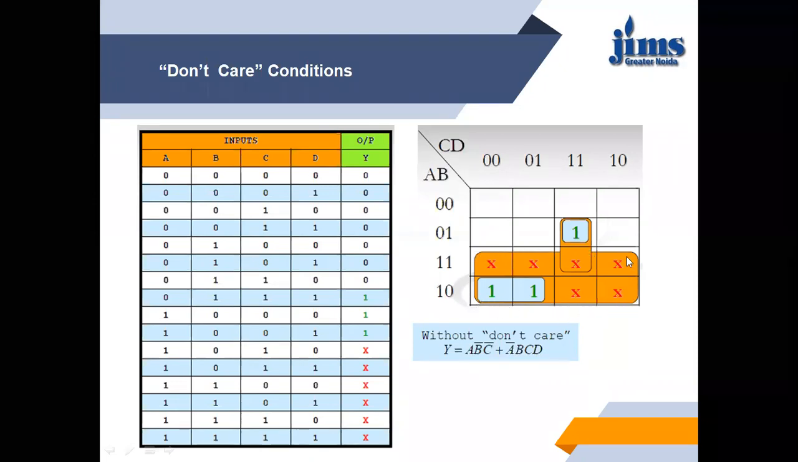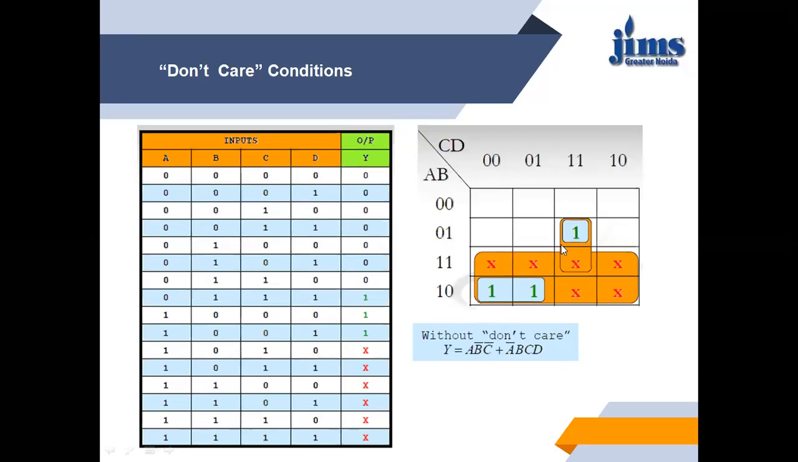So we consider that these don't cares can be 1. Don't care means they can have a value 0 or they can have a value 1. So this is how don't care is treated. Don't care may have a value 1, it may have a value of 0, but we don't care whatever is its effect on the output. So we consider that these don't cares are 1. So I have made an octet and I have made a pair for this one.